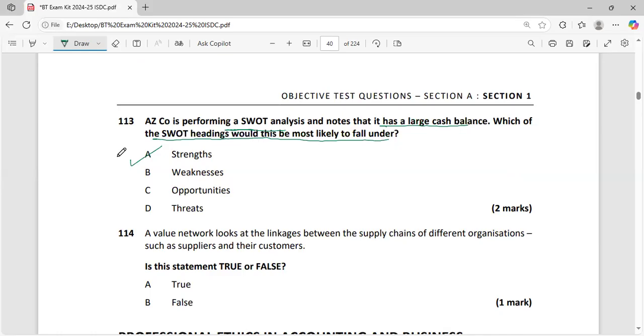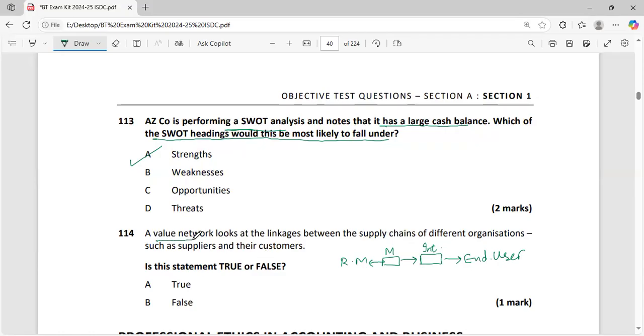A value network looks at the linkage between the supply chains of different organizations, such as suppliers and their customers. A value network is what? Value network is basically a network which starts from the raw material manufacturer till the end user. Value network says that the raw material supplier will produce good quality material, then the manufacturer will produce a good quality product, then we have distributors, retailers, wholesalers, intermediaries. They will also add value in the product in terms of packaging and its marketing. And the end user or customer is the one who is willing to purchase a quality product irrespective of the price being high.